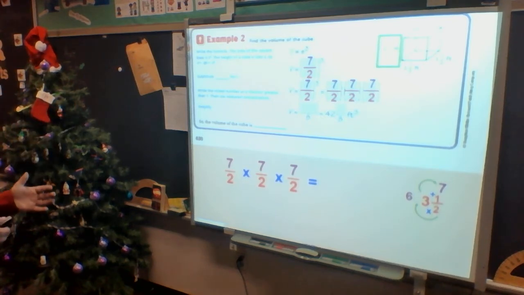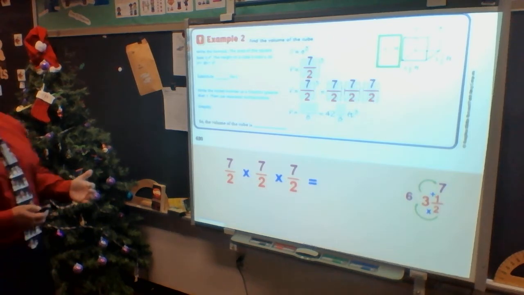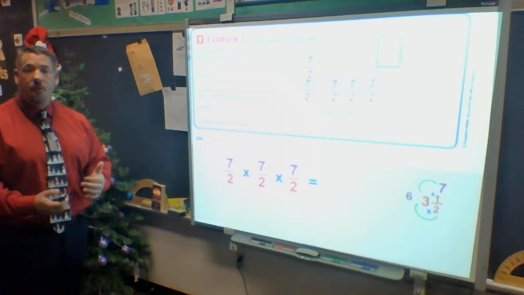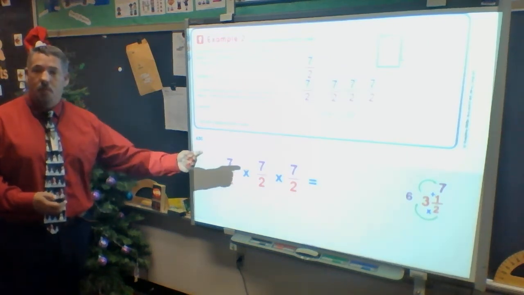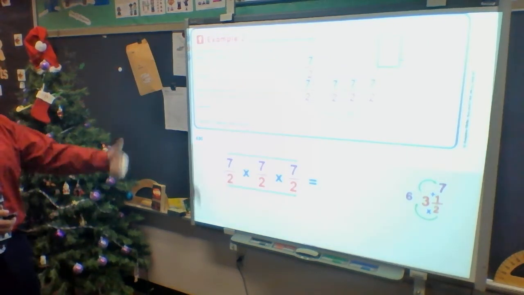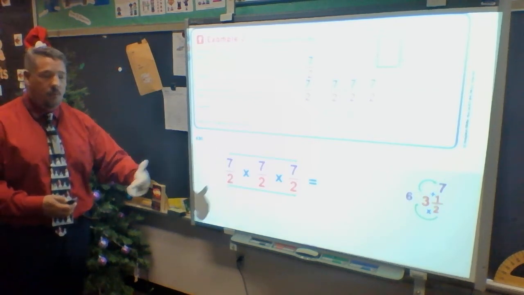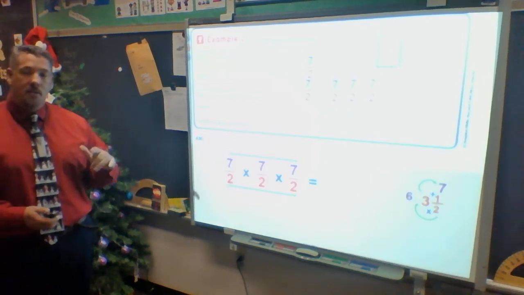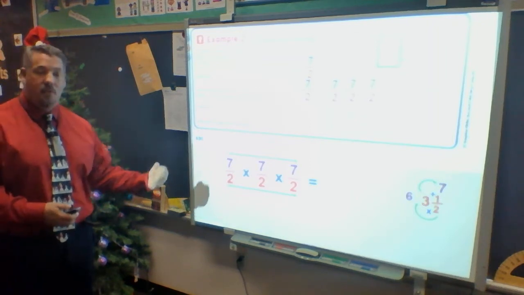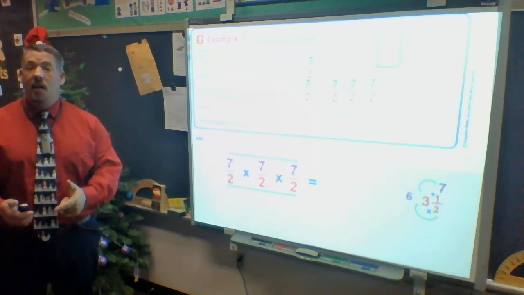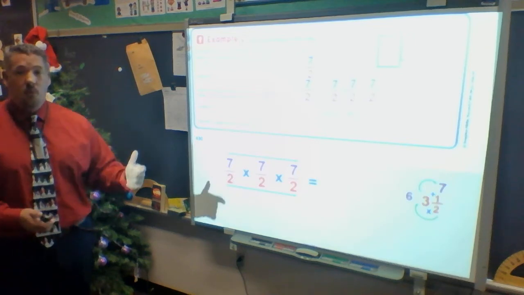I have 7/2 times 7/2 times 7/2, and then I'm going to multiply those together. And how do I multiply fractions? Multiply across. So I have 7 times 7 times 7, and my denominator I have 2 times 2 times 2. Once again, our minds get ahead of us sometimes, and we may put down that that's 6 as my denominator, and it's not. My numerator is not 21.